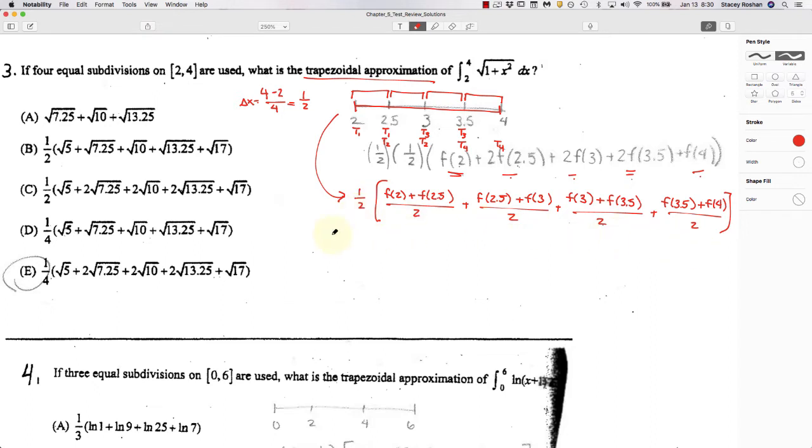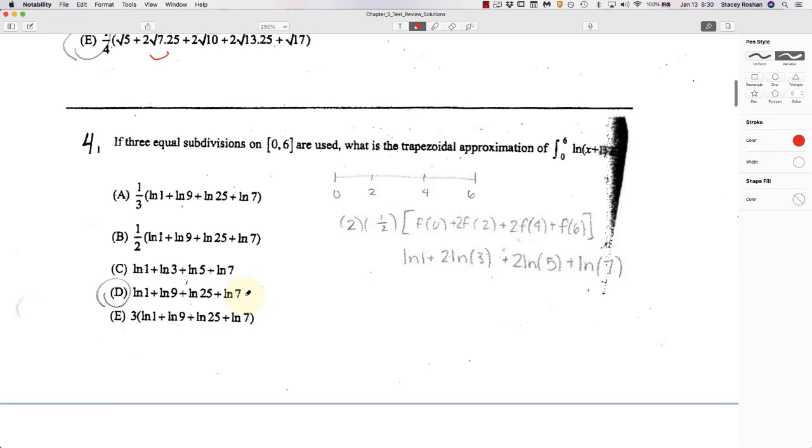So if I was looking at it this way, then you would see that you could take another 2 out everywhere there. So you have the 1/4, right? And then what is f of 2? That is 1 plus 2 squared is root 5. And then you would have had 2.5 squared plus 1 is 7.25. And you would have had root 7.25 plus root 7.25. And that's how you would have ended up with the 2 root 7.25. Anyway, that's how you do that problem.